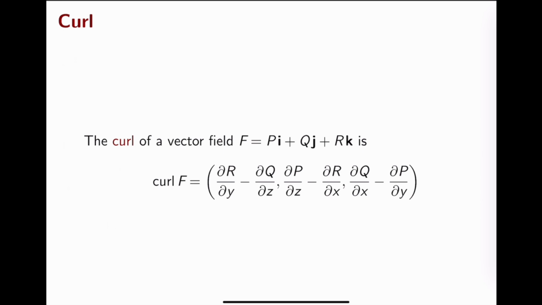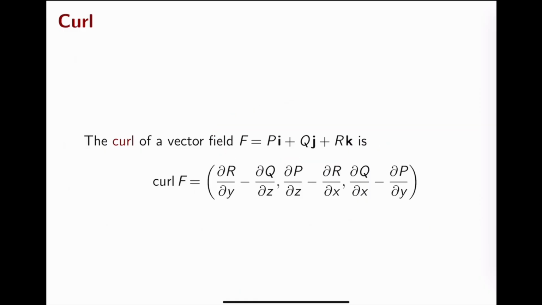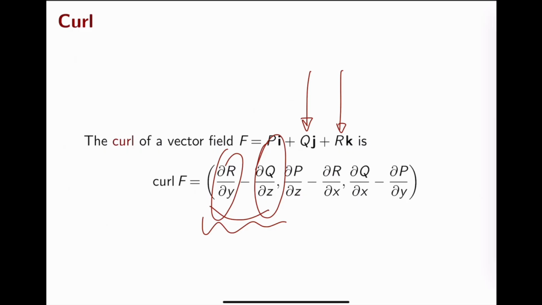The second object associated to the vector field is going to be the curl. Now, the curl of a vector field is going to be another vector field. I mean, remember that the divergence was a scalar function. The curl is a vector field. So we associate to a vector field another vector field. And this new vector field is calculated in this way. We're going to have to take this component of the vector field and do the derivative with respect to y. And then we take this component and do the derivative with respect to z. And then we subtract them, and so on.